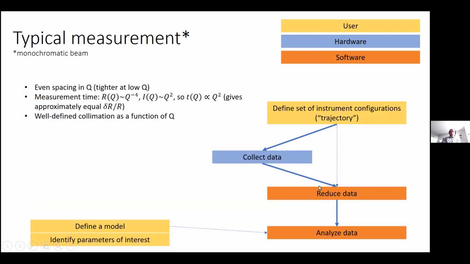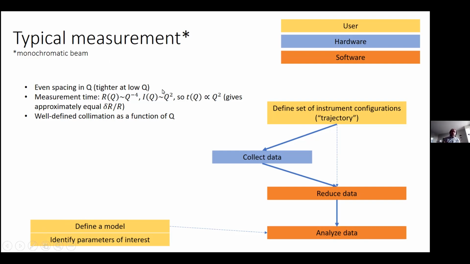Then we reduce the data, analyze it, and here we need some more input. Typically, we'd have some sort of physical model of what the scattering length density profile should be and how this corresponds to physical reality. And again, here we can identify some parameters that we're interested in, and often some nuisance parameters. For our monochromatic reflectometers, for the example I showed you before, we have even spacing in Q, tighter at low Q, so we can get the critical edge a little bit better.